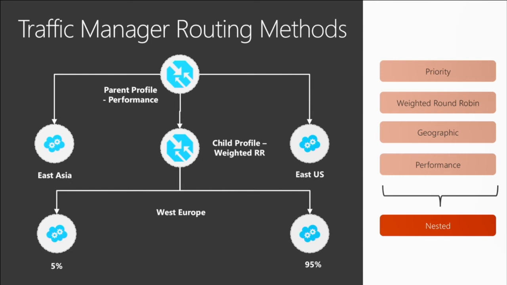So in this specific example we have on the board, we have a Traffic Manager profile that says, send the users to the best location. And if they are going to West Europe, send them further, divide that traffic into 5% going into a specific, different region, and 95% going into something else. So you can have these different levels of hierarchical profile setup to suit your needs. And we will also go through one example in the demo that takes advantage of this.